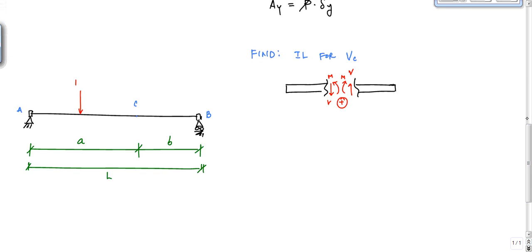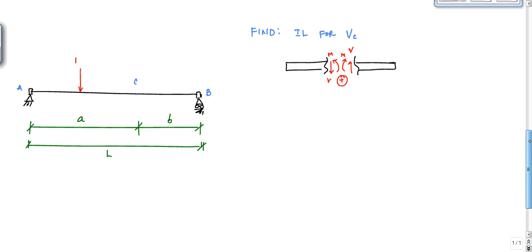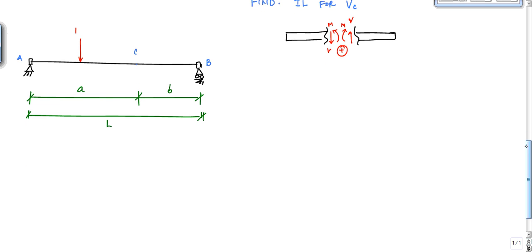So if I want the internal shear VC, I essentially have to release it. I want the internal shear at VC. I have to redraw the structure to reflect this release of shear capacity at point C. And what would that look like? That would look like this here.